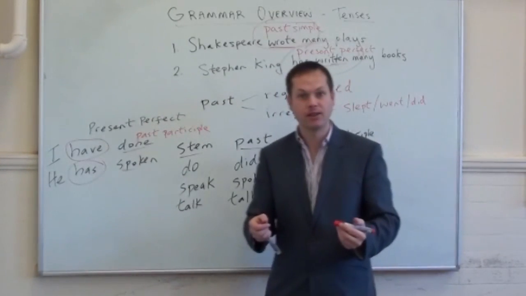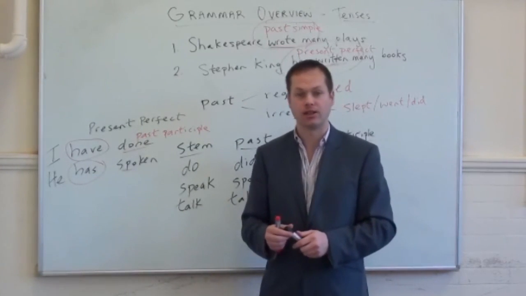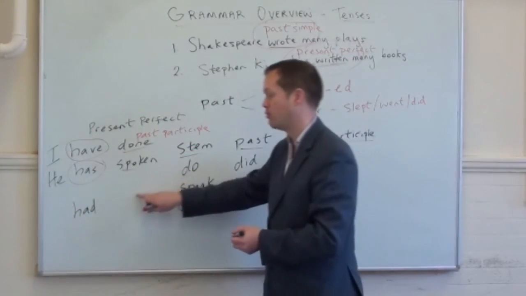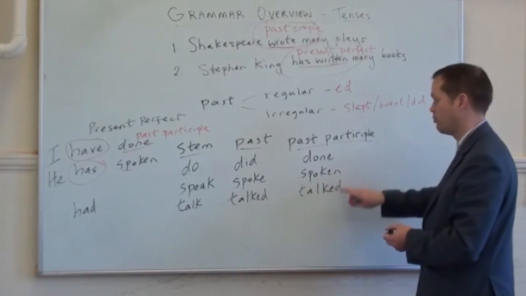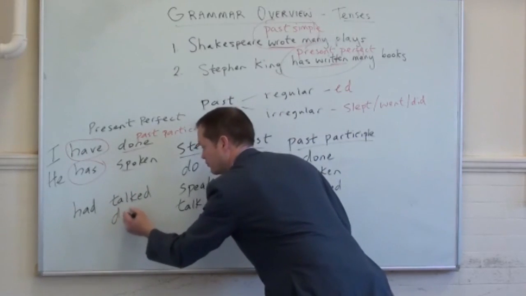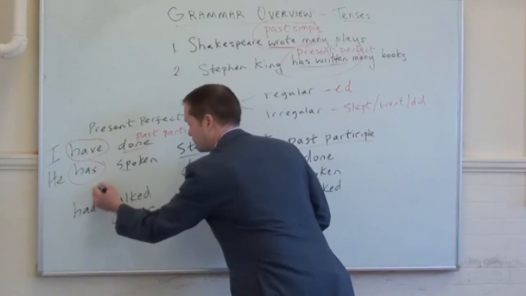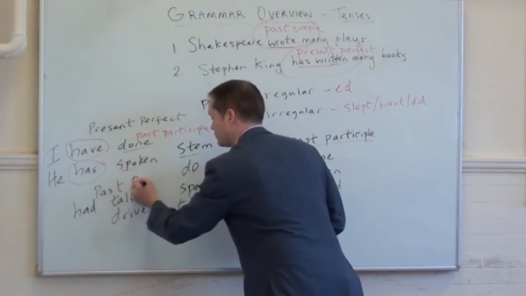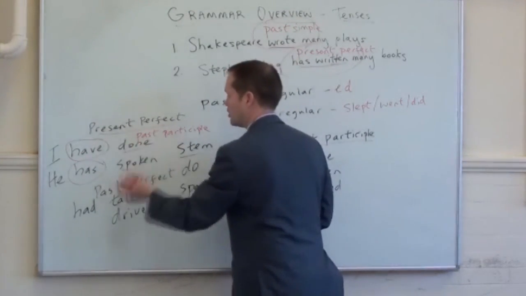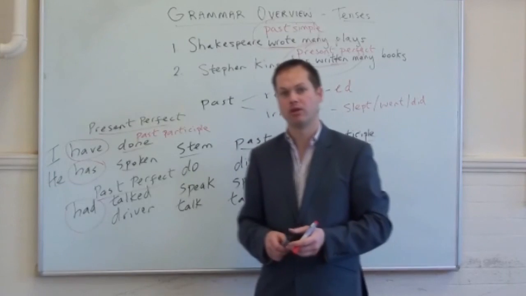That's the present. If we want to go into the past, then all we do is we change the verb have, and it becomes past tense, had. And we keep the past participle, so had done, had spoken, had talked, had driven, etc. And this is the past perfect. Present perfect, past perfect, because had is the past tense verb.